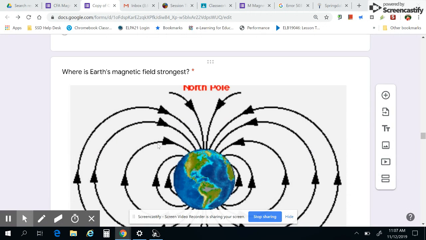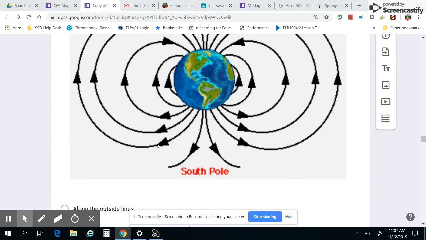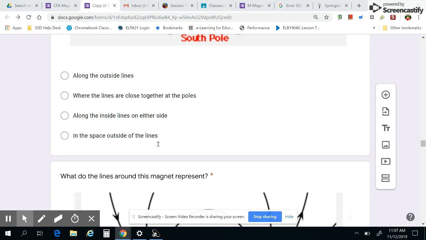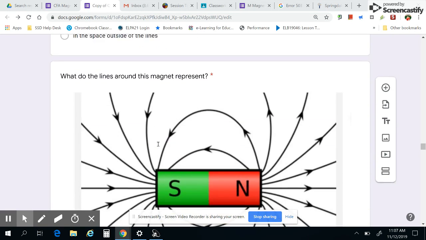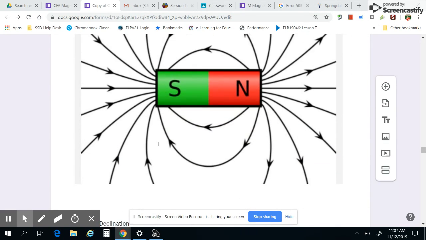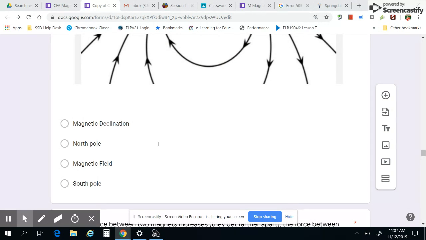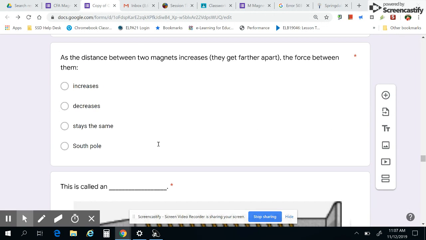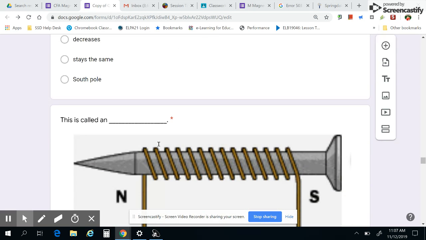Where is Earth's magnetic field strongest? Along the outside lines, where the lines are close together at the poles, along the inside lines on either side, and the space outside the lines. What do the lines around this magnet represent? Magnetic declination, North Pole, magnetic field, South Pole. As the distance between two magnets increases, they get further apart. The force between them increases, decreases, stays the same.